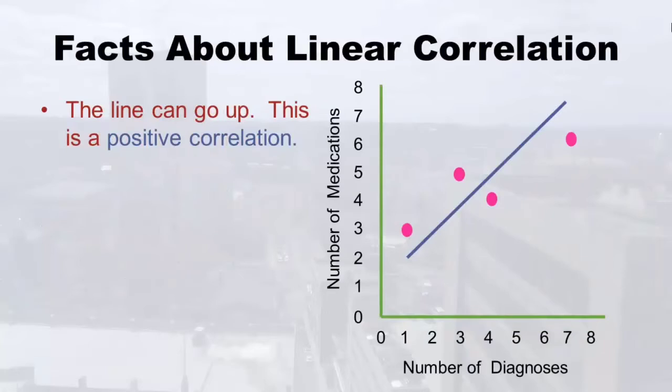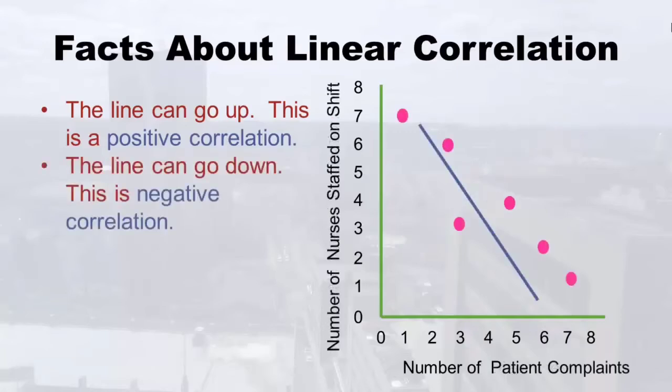Okay, so let's talk about facts about linear correlation. Things can be linearly correlated without being perfectly on the line. Obviously, our little thing was. So when you make those dots, your scattergram, if you imagine a line going through it, and that line is going up, like it kind of looks like it's going up, this is called a positive correlation.